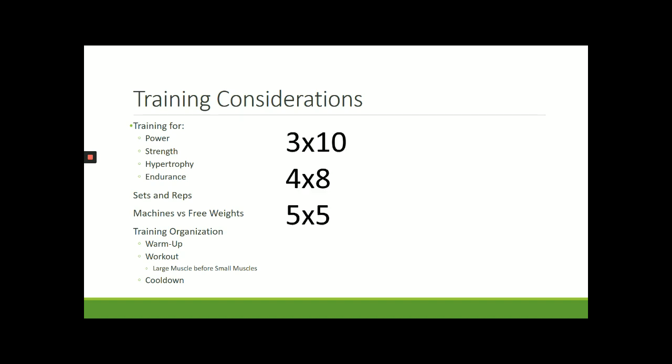The way we usually see this written is like this. Usually it's sets first and then reps. So we have 3 sets of 10 repetitions. So say we're doing a squat, we're going to do 1 set of 10, break, 1 set of 10, break, 1 set of 10, break, for 3 sets of 10 repetitions. Another way you might say it, 4 of 8, or 5 by 5. These are all different ways, but it's all sets first, reps second.